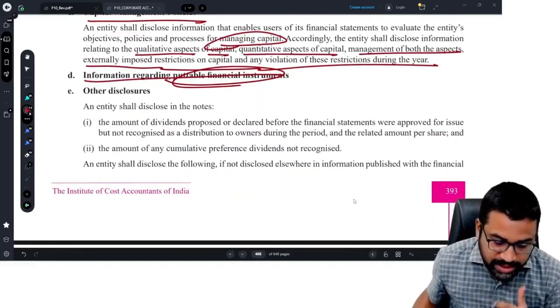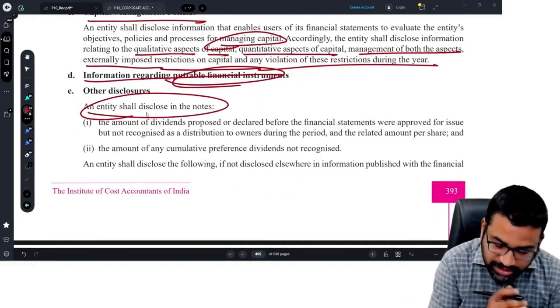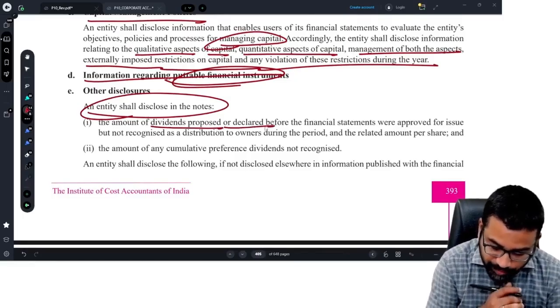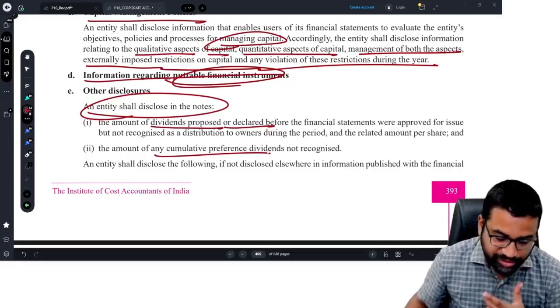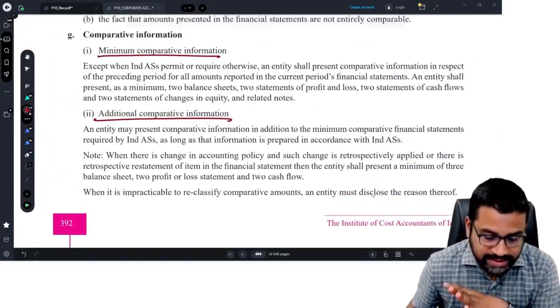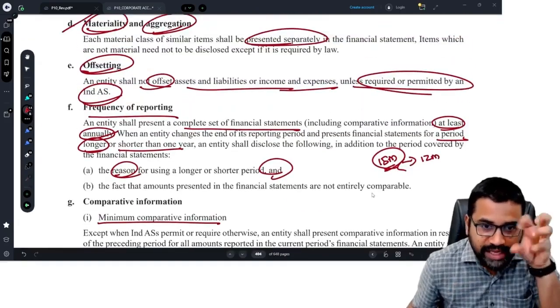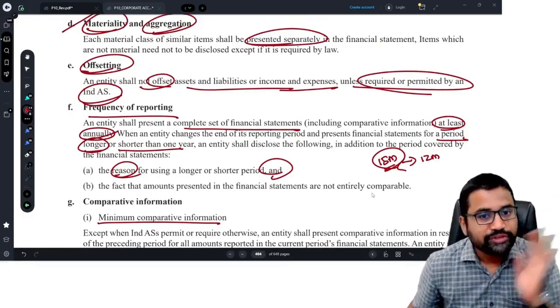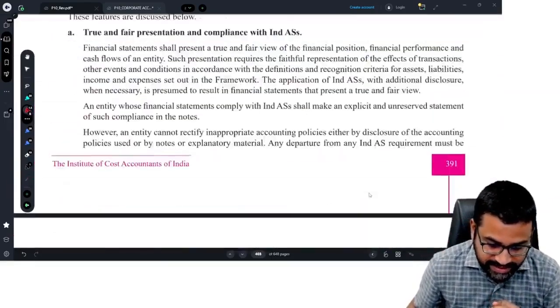So these are the points. The entity shall disclose in the notes to accounts the following: the amounts of dividend proposed or declared, the amount of any cumulative preference dividend not recognized, not that much important. See how you have to read this standard now: comprehensively, not entirely. So the overview. If you read the overview, that is more than sufficient as far as this standard is concerned.